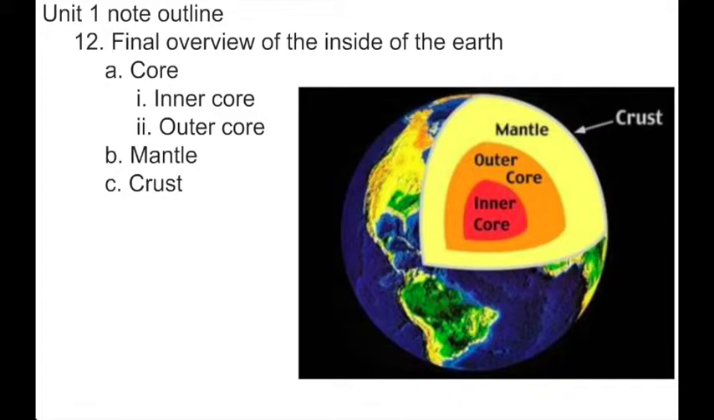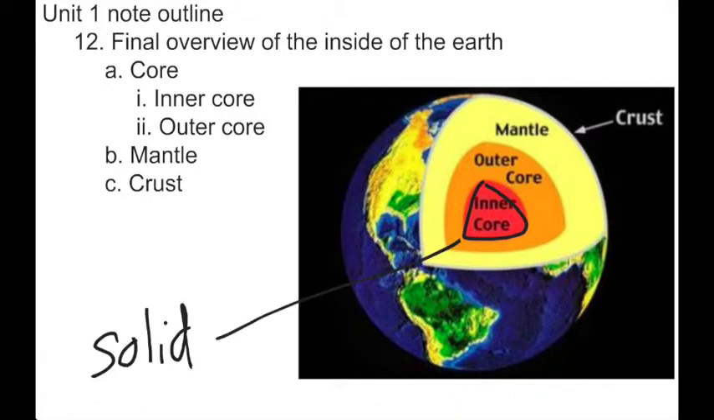So we got the core and the inner core first. The inner core is solid. How do we know it's solid? Well, I'm not going to get into the details, but it's because of earthquake data. Specifically, I guess I will get into the details. A type of wave called S wave stops at the inner core, so the inner core of the Earth has got to be solid.